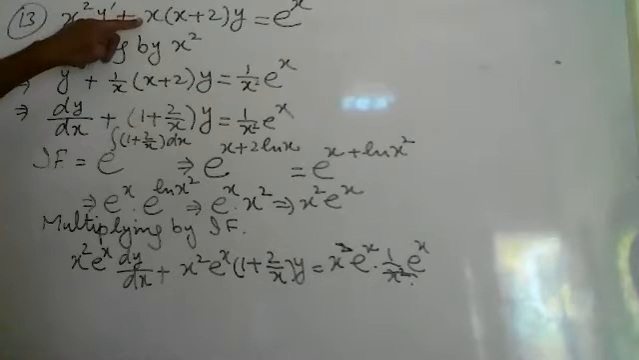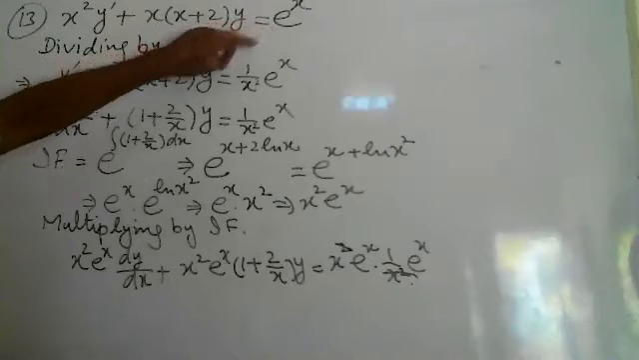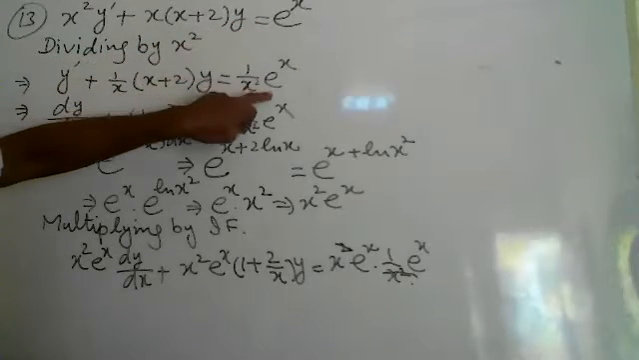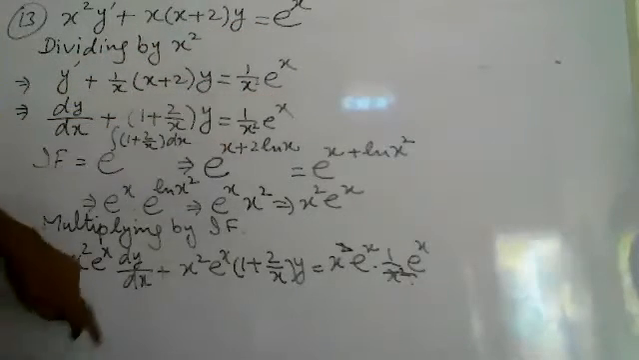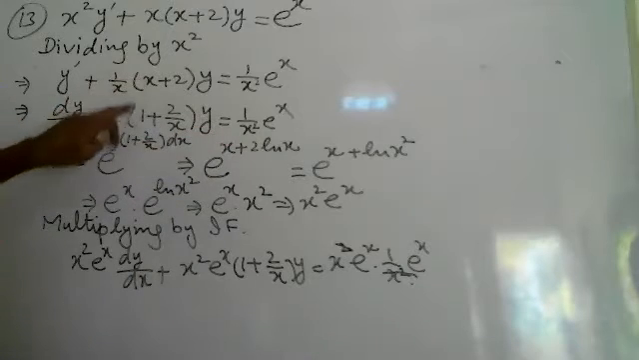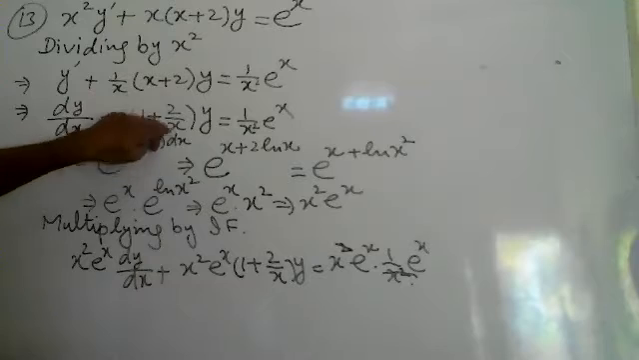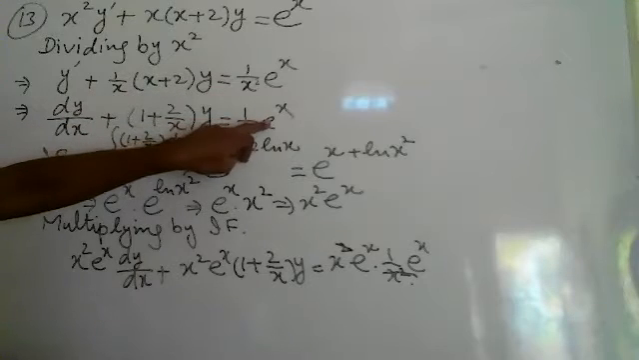This is divided by x square, it will be 1 over x. This is divided by x square, it will become 1 over x square e raised to power x. So 1 over x square e raised to power x. When it is multiplied by this one, it is 1. This is 2 upon x. And this is 1 over x square e raised to power x.